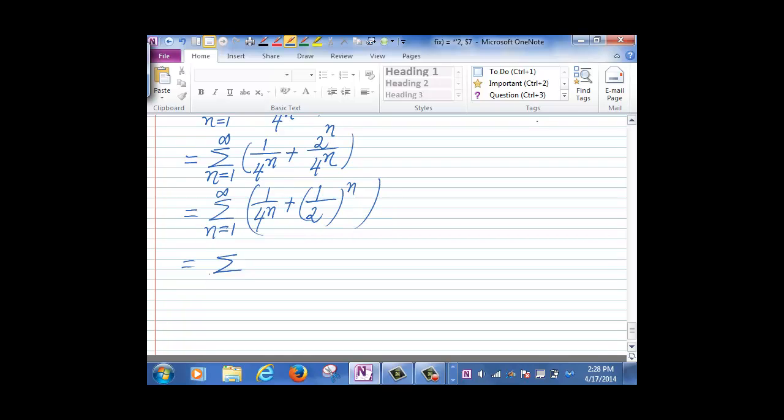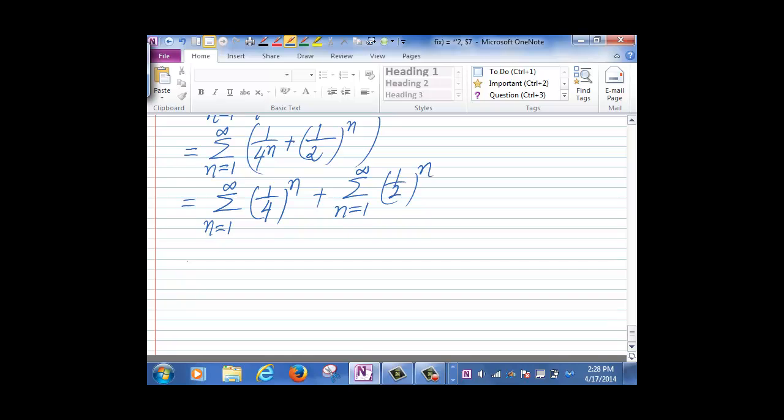take the sum one by one. Yes, we'll do that. The sum n going from 1 to infinity of 1 over 4 to the n plus the sum n going from 1 to infinity of half to the n. You guys agree with that? That was one of the properties that I told you about last time. And then, the first one, is that a geometric series? They both are geometric series, right?